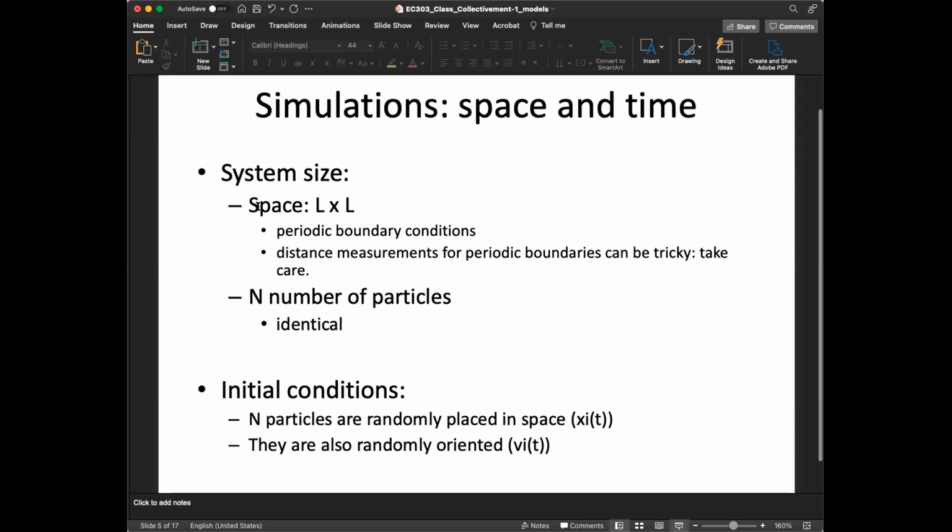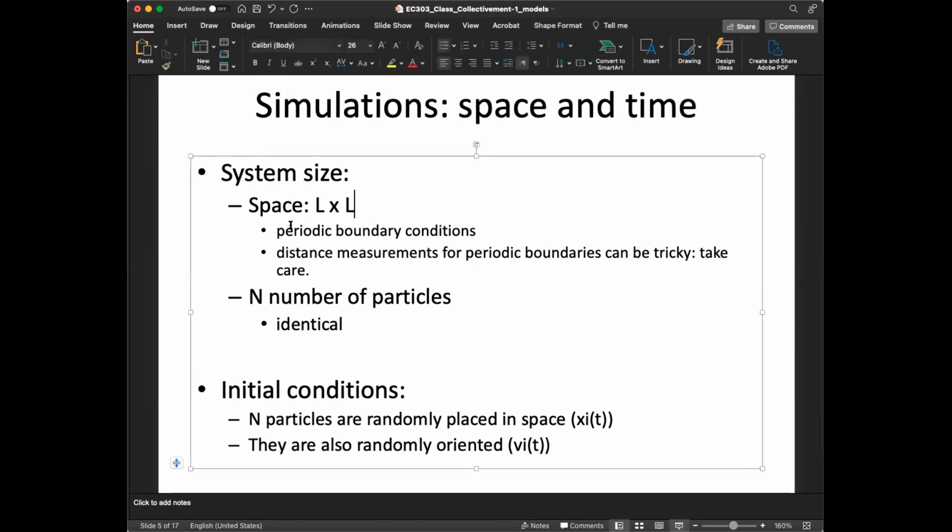This model assumes that the space is continuous with the dimension of L units by L units. It implements periodic boundary conditions. I don't remember if we discussed it in this class before. So basically, what this means is that if we have a space, imagine if this slide was a space.